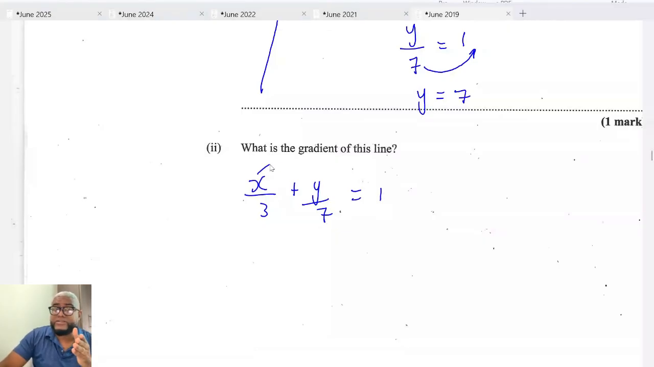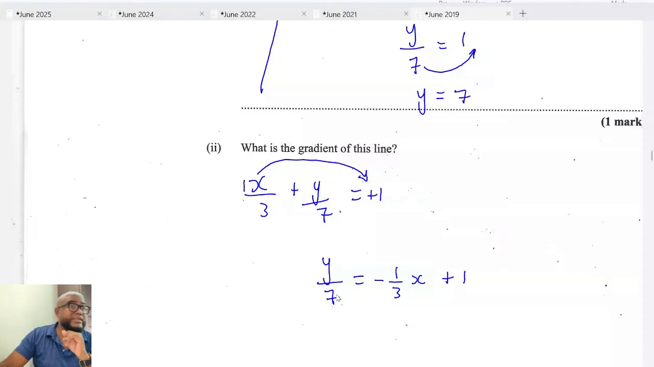You want to make y the subject? Let's move this whole part. Y over 7 is equal to 1, take away x over 3. I will put the x over 3 first. You all know x over 3 is like 1 to the x, because then 1 is understood here. So let's put negative 1 over 3 x, so you can see the gradient clearly. So negative 1 over 3 x plus 1, because this is plus 1. Everybody agrees?